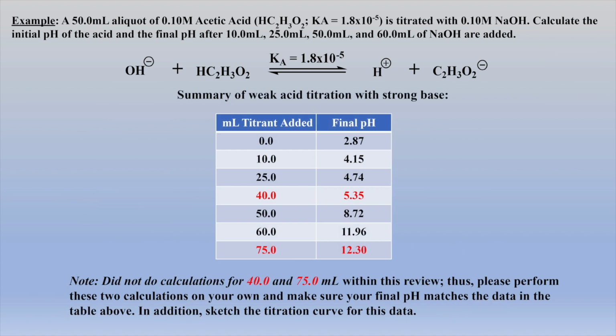The following table summarizes milliliters titrant added and resultant pHs. Often your instructor will ask you to graph this data, which is a nice way to visualize this data and clearly see several interesting trends. For example, that the weaker the acid being titrated by a strong base, the higher the pH at the equivalence point. In addition, as an exercise to review and reinforce this material, it is suggested that the student do the pH calculations after 40 and 75 milliliters of the 0.1 molar sodium hydroxide are added to the 50 milliliter aliquot of 0.1 molar acetic acid, and check to make sure your answers match the data in this table.